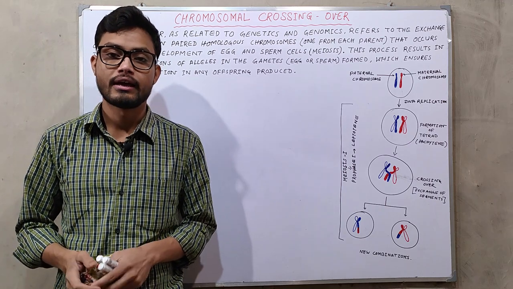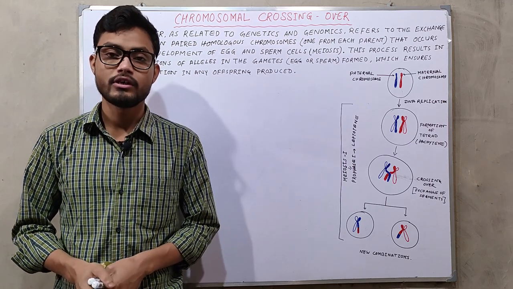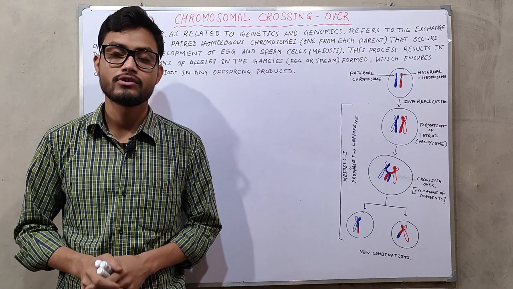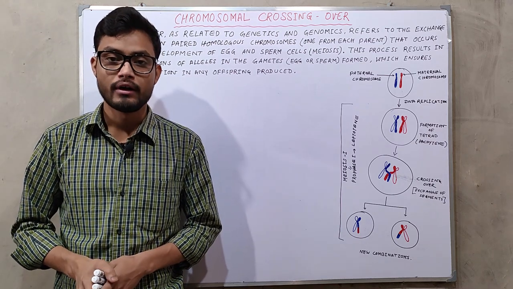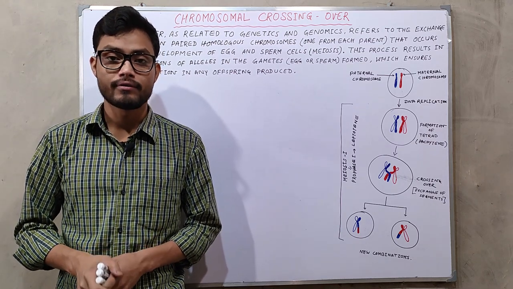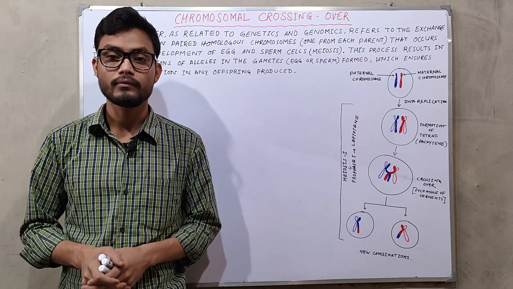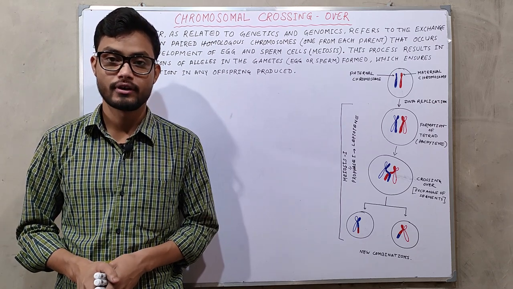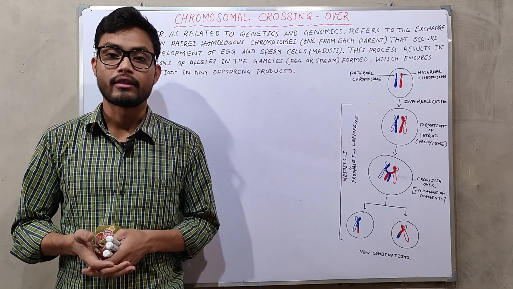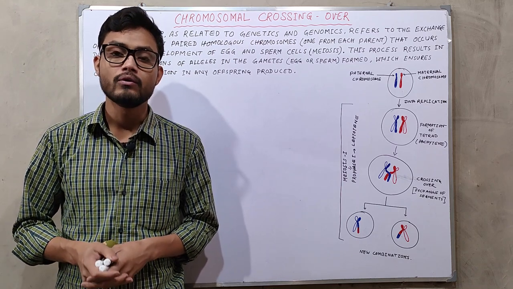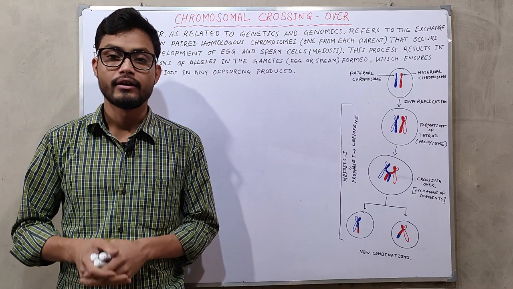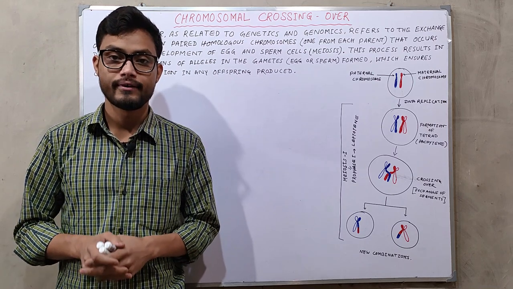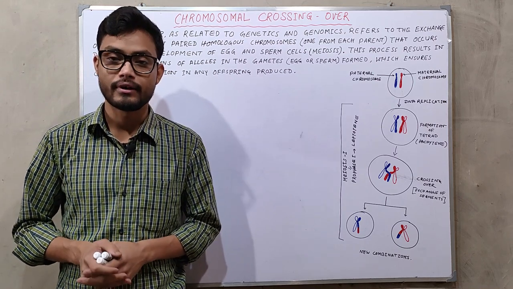In genetics and genomics, crossing over refers to the exchange of a segment of chromosome between a pair of homologous chromosomes. By this exchange, the chromosomes can organize themselves in a new arrangement, and it is the ultimate cause of genomic variation.